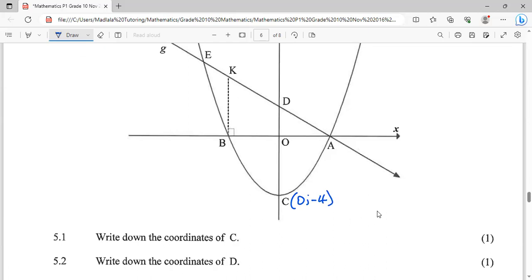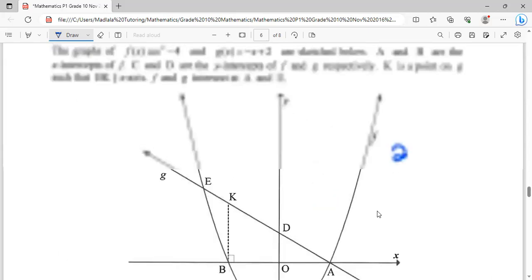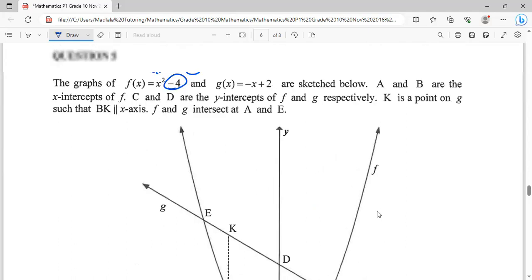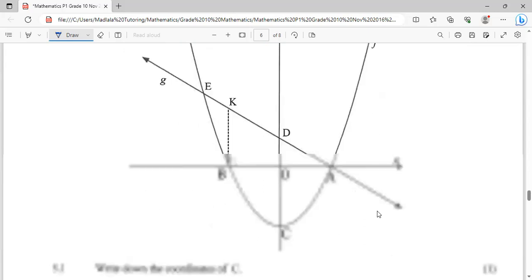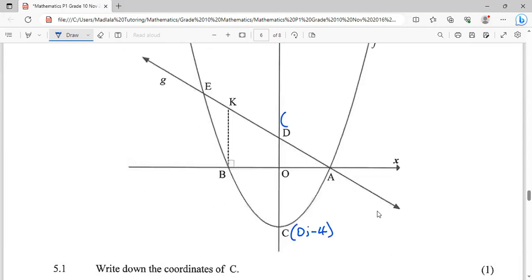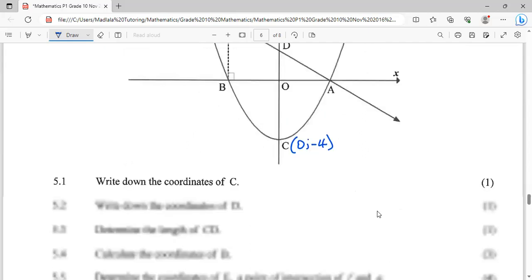So the same thing applies if you must find the coordinates of D. D is just going to be the y-intercept of g of x. So if this is the equation of g of x, then the y-intercept is going to be 2 like that. So in coordinate form, you'll say it's (0, +2) like that. So you are set. So what about the third question?